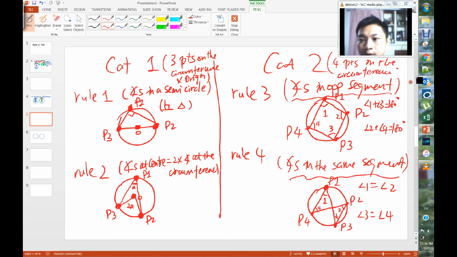So that means next time if you ever face any questions on properties of circle, all you need to ask yourself is whether you see 3 points on the circumference and origin or 4 points on the circumference. Then you can start to know whether you should use cat 1 or you should use cat 2.